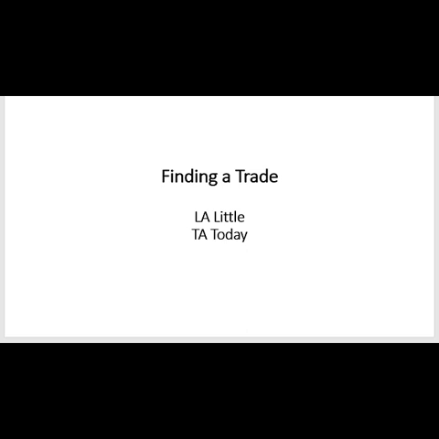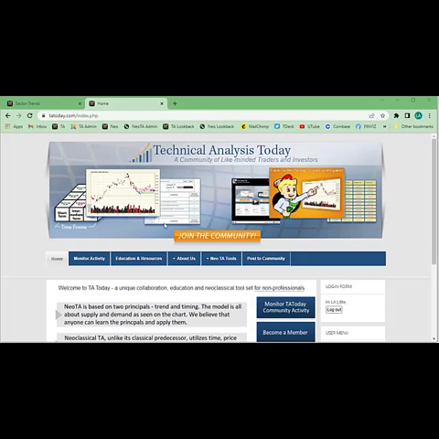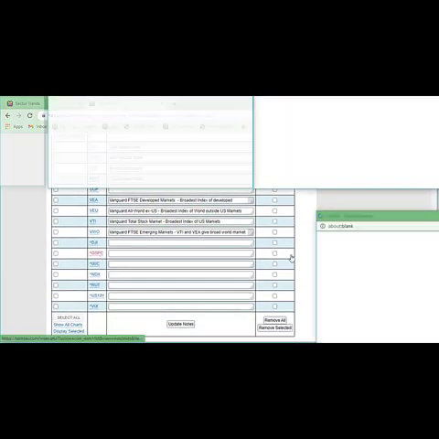I'm L.A. Little, and this is a continuation of the perennial question: how do you find a trade? Usually when you're looking for a trade, it depends on the trend. All right, the trend of the market. And when we're talking about the market, we're talking about the S&P 500 probably, or potentially the NASDAQ. No matter which one it is, you can pop into the indexes and look at them. So let's just pick the S&P 500.